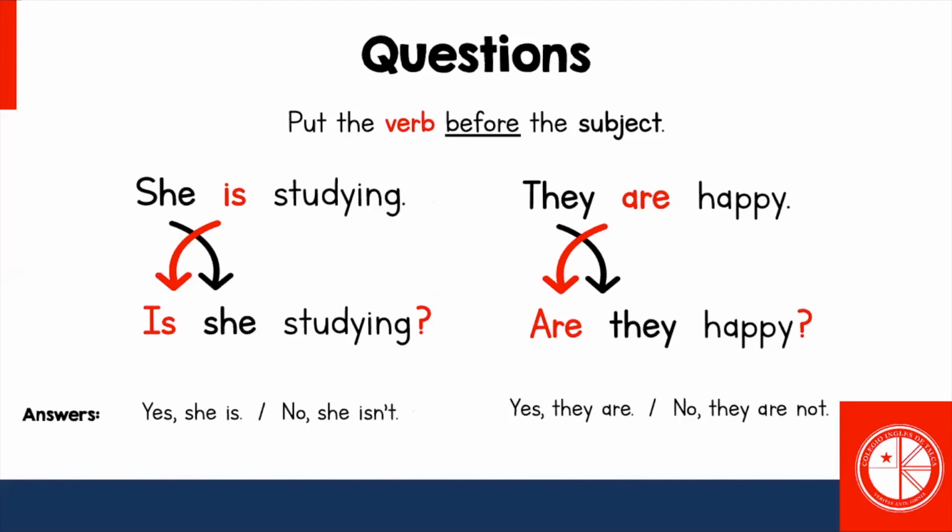Then we have two more examples. She is studying. Is the verb and she the subject. So I have to put is before she. Is she studying? And I add the question mark at the end. And I can answer, yes, she is, or no, she isn't. And the last example, they are happy. I have to put are before they. So, are they happy? And I add my question mark. And I can answer, yes, they are, or no, they are not.